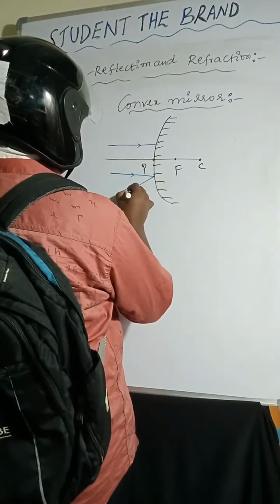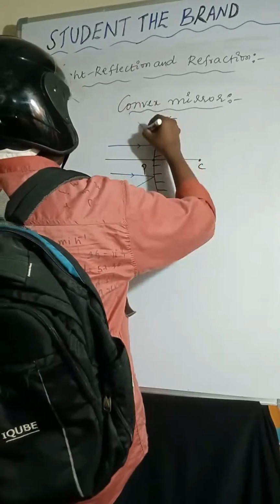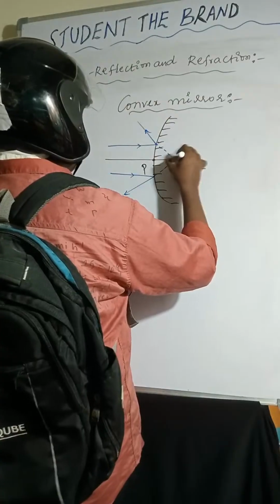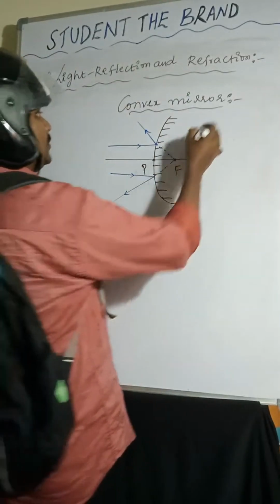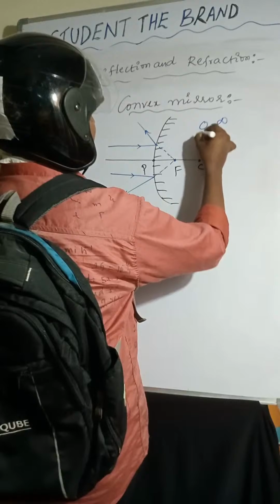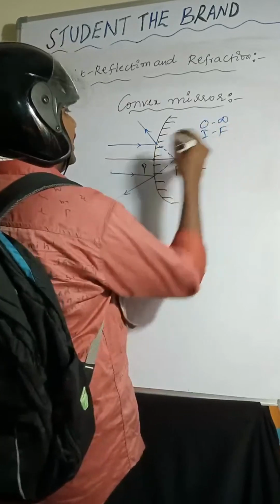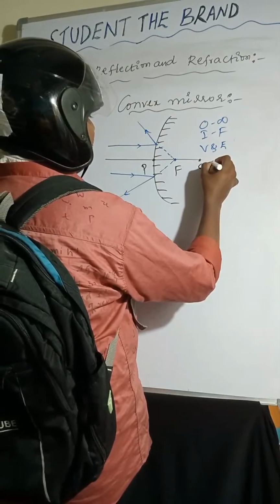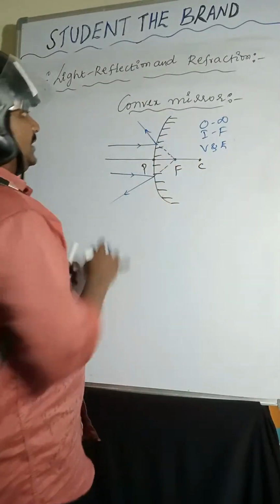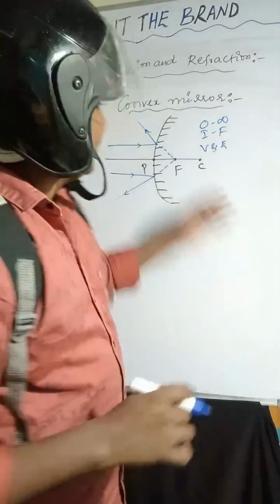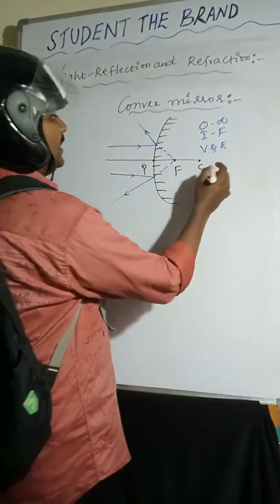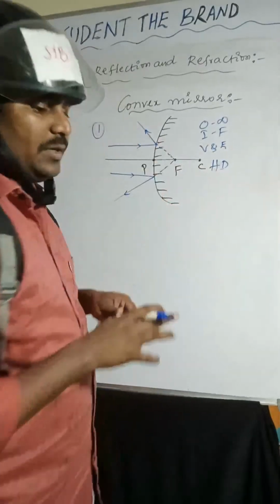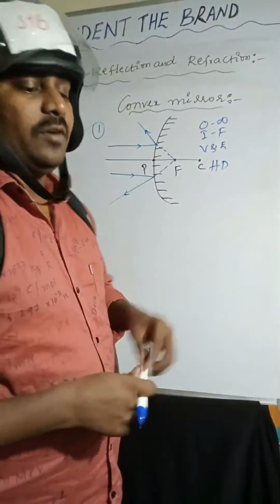After reflection, if you extend those light rays, the light rays meet here. So object is at infinity, image is forming at focus. Nature of the image is virtual and erect. Object is at infinity, image is forming at focus: virtual, erect and highly diminished, because a point size image is forming at focus.